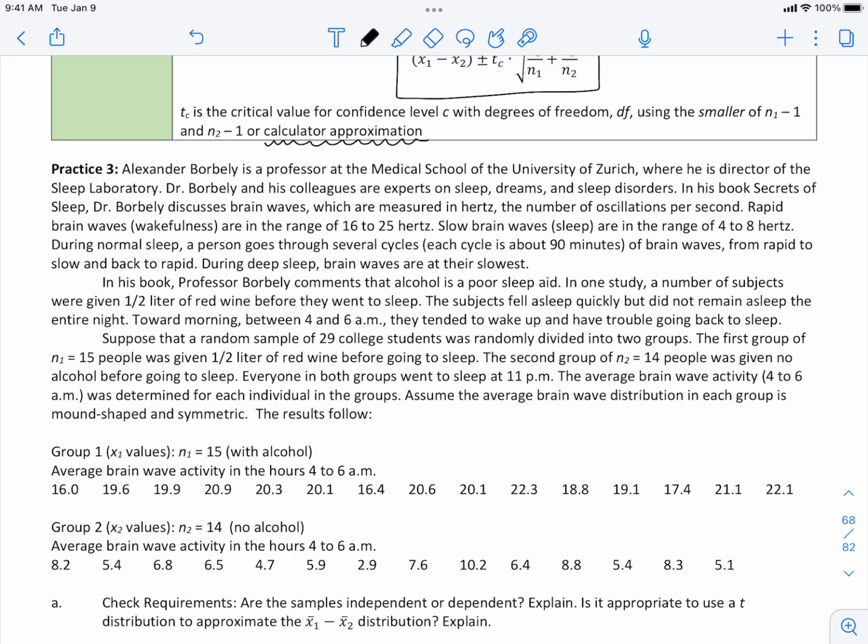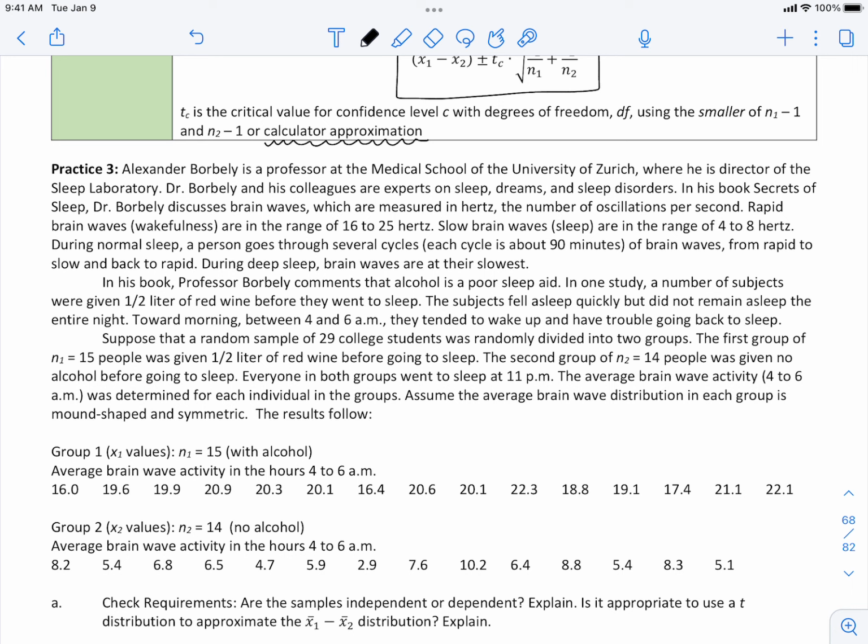During normal sleep, a person goes through several cycles. Each cycle is about 90 minutes of brain waves, from rapid to slow and back to rapid. During deep sleep, brainwaves are at their slowest. In his book, Professor Borbely comments that alcohol is a poor sleep aid. In one study, a number of subjects were given a half liter of red wine before they went to sleep. The subjects fell asleep quickly, but did not remain asleep the entire night. Toward morning, between 4 and 6 a.m., they tended to wake up and have trouble going back to sleep.